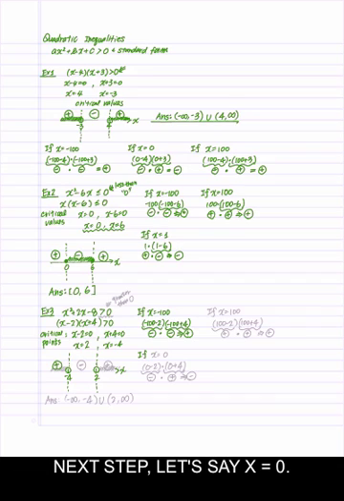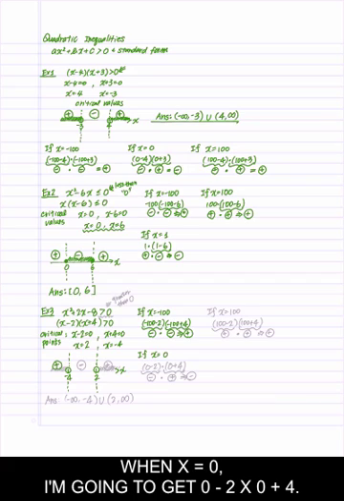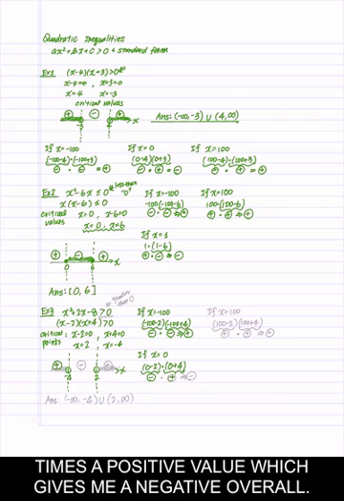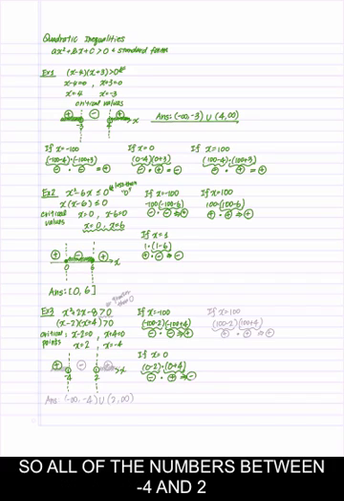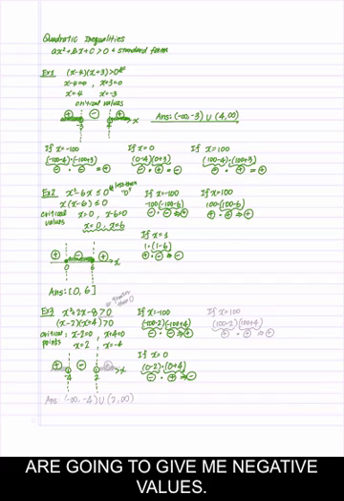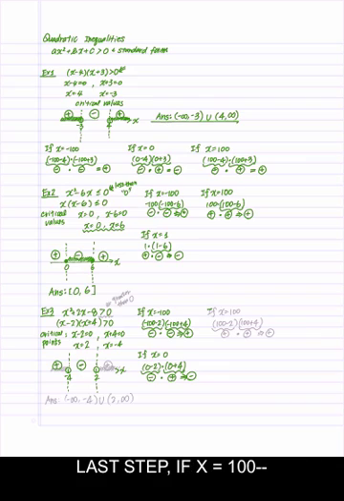Next up, let's say x equals 0. When x equals 0, I'm going to get 0 minus 2 times 0 plus 4. That's going to give me a negative value times a positive value, which gives me a negative overall. So all of the numbers between -4 and 2, when I plug them into the original expression, are going to give me negative values.